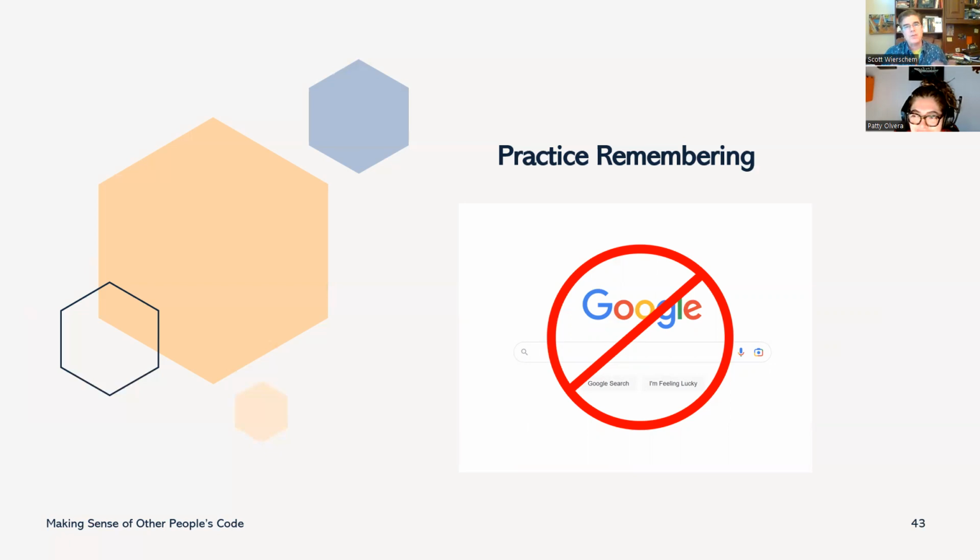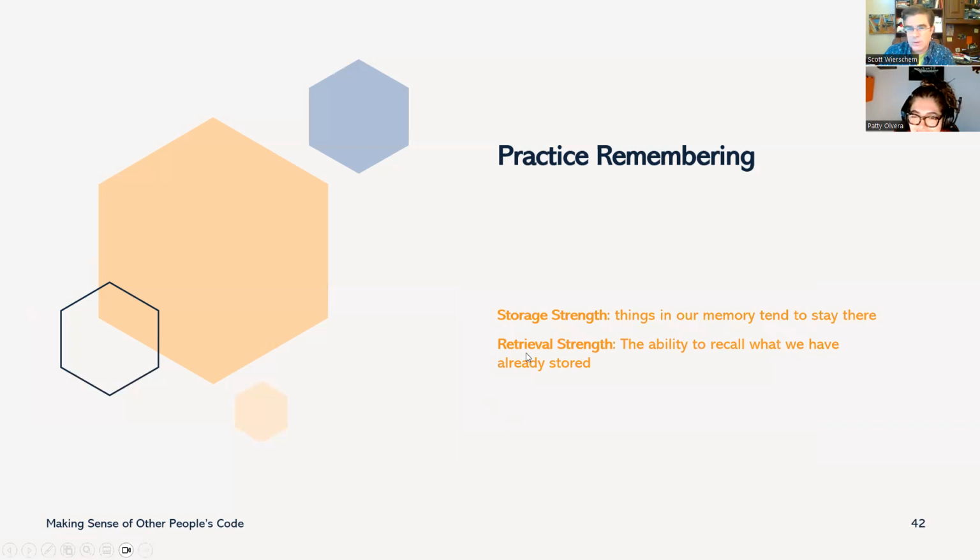But in the same way, you can develop the skill of recalling things by practicing recalling things, and that's how you build that retrieval strength. Because the stuff that goes in your brain generally stays there.